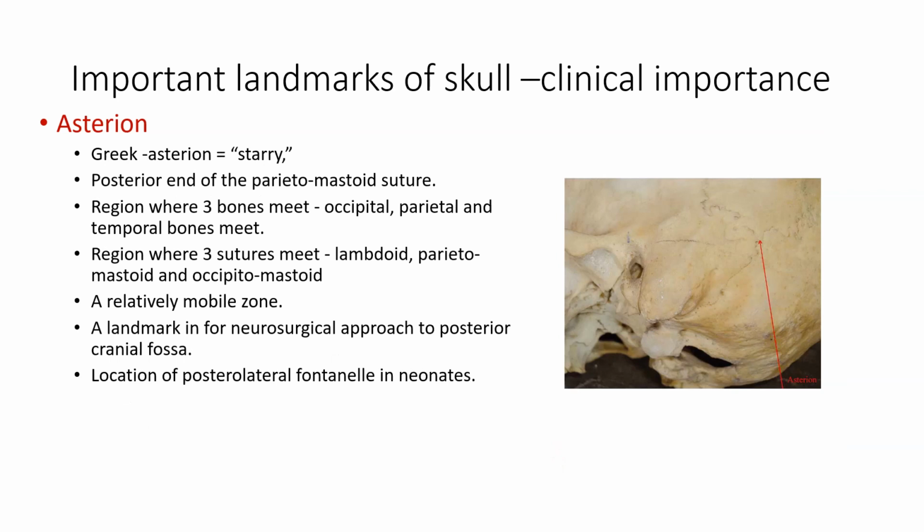The other landmark is the asterion, which is derived from the Greek, which means star, and is at the posterior end of parieto-mastoid suture. This is the parietal bone and this is the mastoid, and the suture is there. This is the region where 3 bones meet, that is the occipital bone, the parietal bone and the temporal bone, and this is also the region where 3 sutures meet.